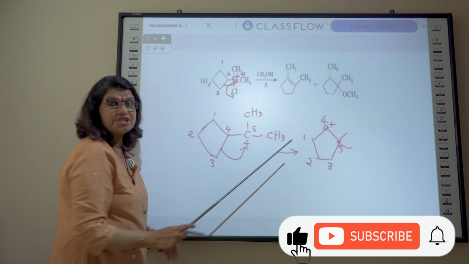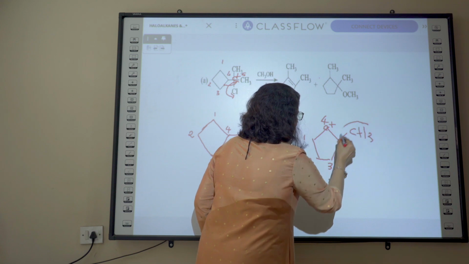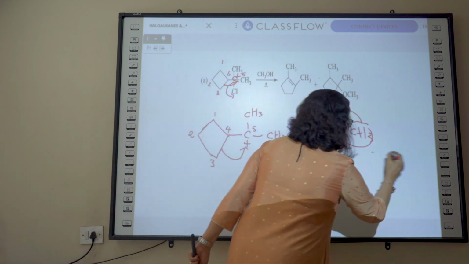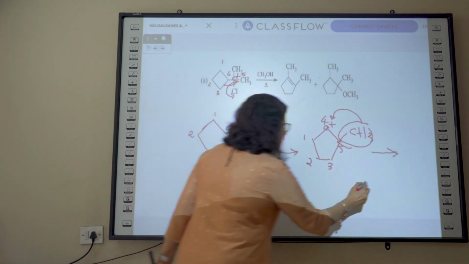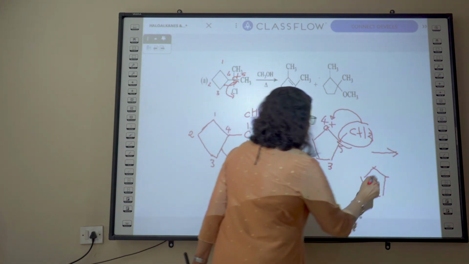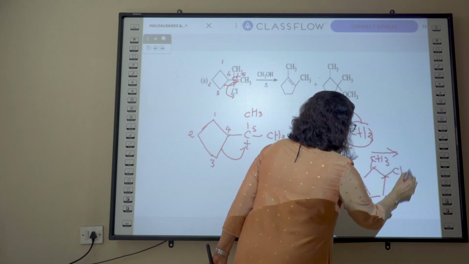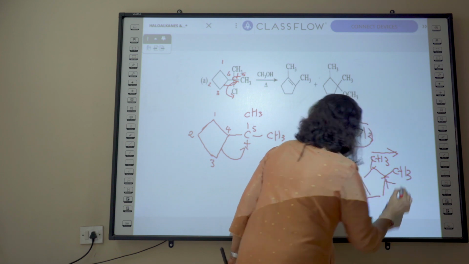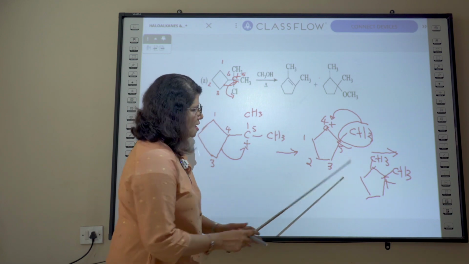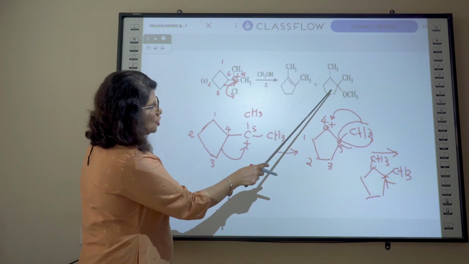Okay. Methyl shift occurs. This is one methyl group. Methyl shift occurs like this to this position. So now what you get is a more stable tertiary carbocation. So let me draw the cyclopentane ring. You now have a methyl group here. You have another methyl group here and a positive charge on this carbon atom. This is a more stable tertiary carbocation. The formation of this carbocation will help you to understand the formation of this product.